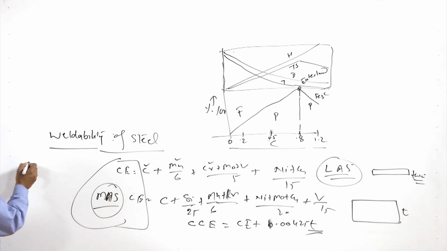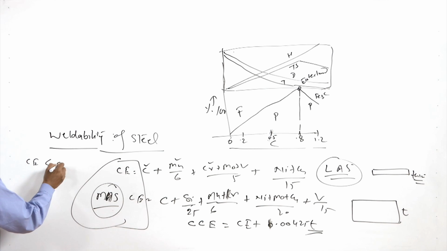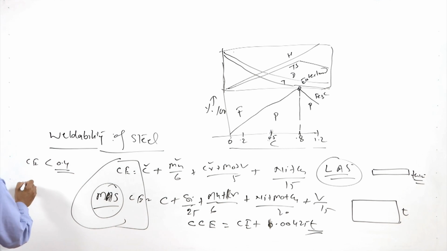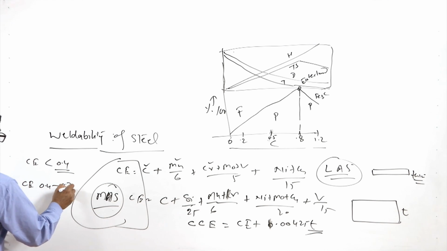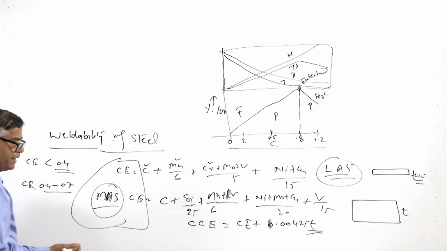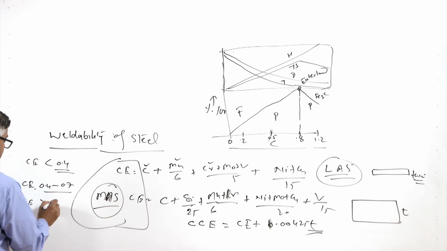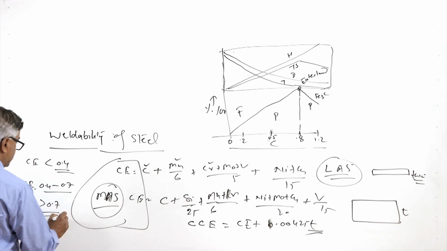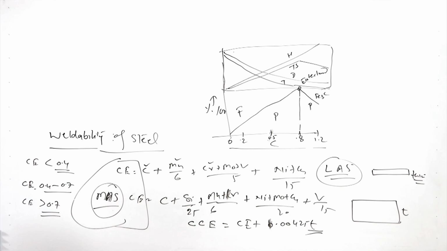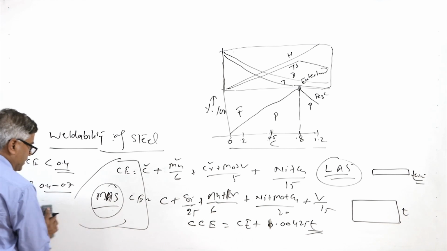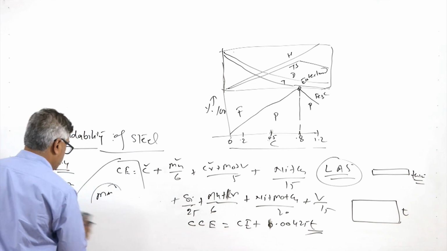According to welding practice, if the Ce is less than 0.4, then the steel is considered easily weldable. If Ce is in the range of 0.4 to 0.7, then using suitable preheat, say up to 200 degrees centigrade, it can be welded. If the Ce is greater than 0.7, then the steel is considered to be of very poor weldability and is generally not recommended for welding.